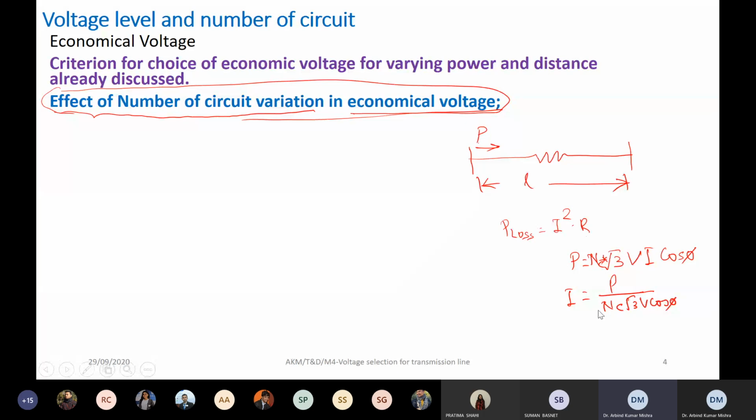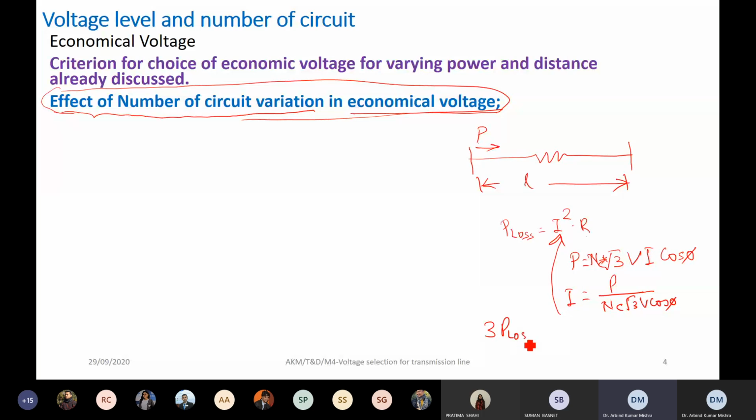Just one NC is coming; put it into this expression and you will get the new expression. And this is of course the power loss for one conductor. So the power loss for all the conductors will also change. Previously, for three phase, the power loss for all conductors was 3P loss.